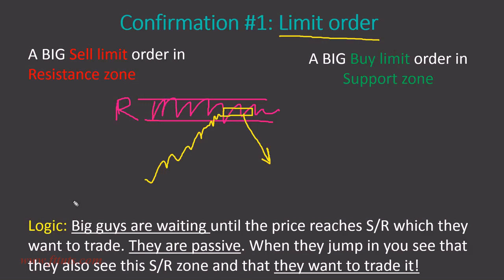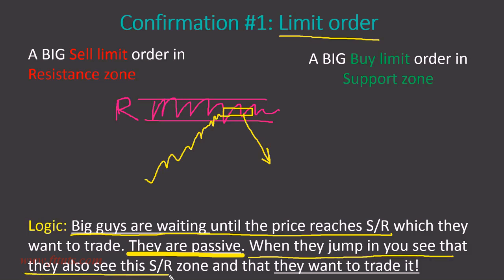Right? The logic behind this is big guys are waiting until the price reaches this resistance zone because they want to enter their trade there, and they are passive. This is important. They are passive, the same as you are, because they are waiting until the price reaches their limit order. And when they jump in, then it confirms the support and resistance zone. In this case, it confirms the resistance zone, and you should also jump in a trade as soon as you see their big limit order. Alright, so that's the short trade scenario.